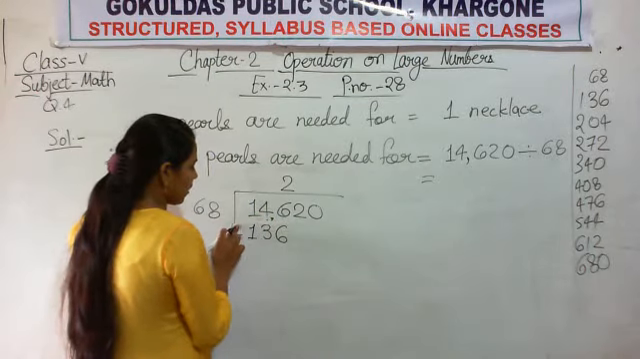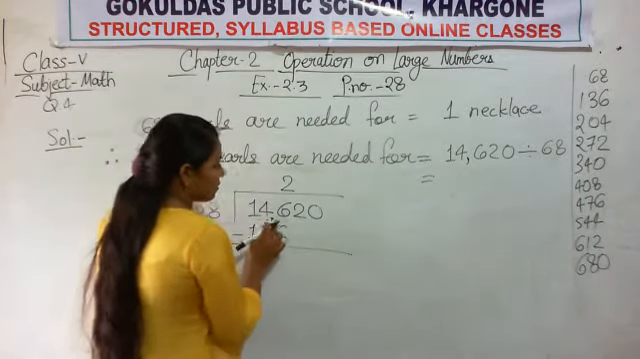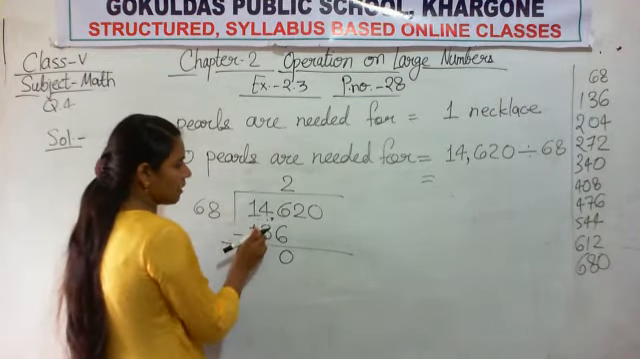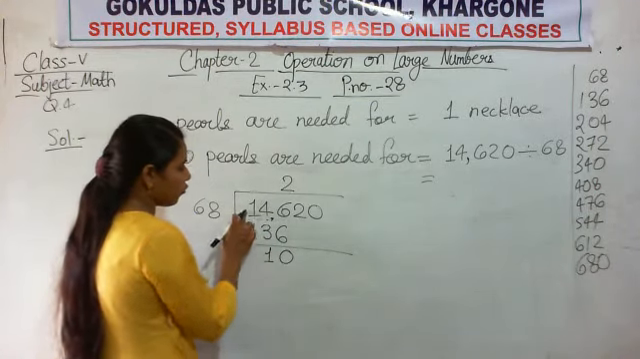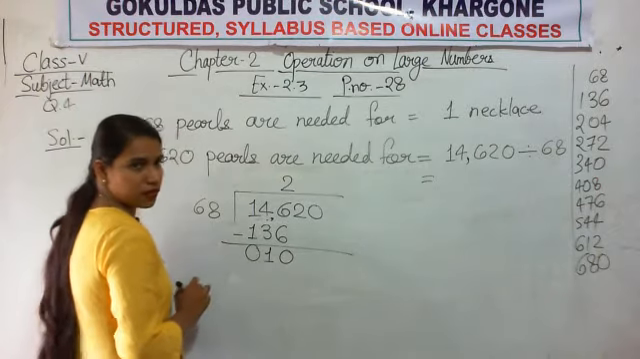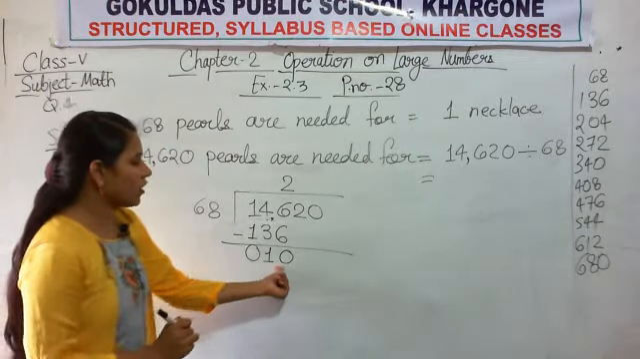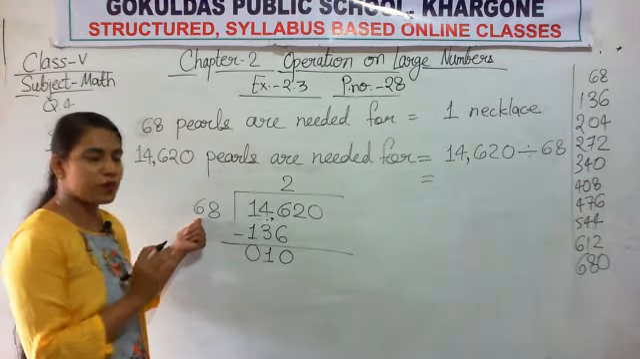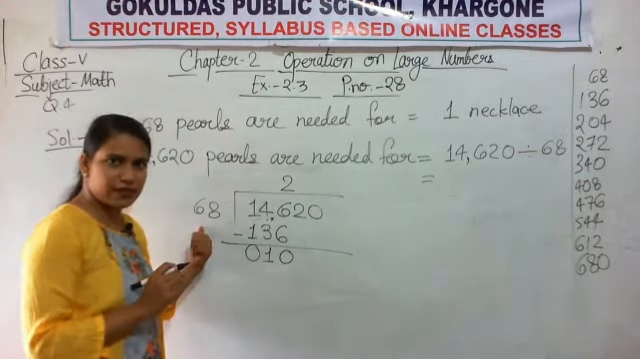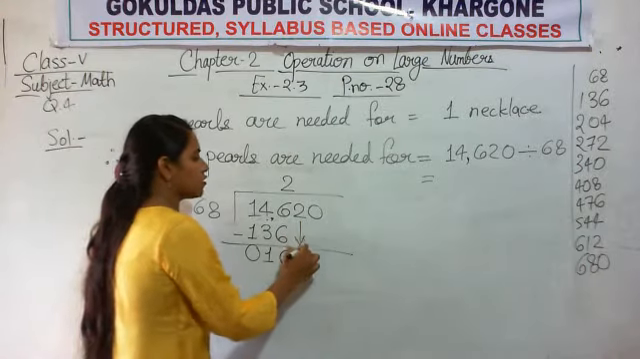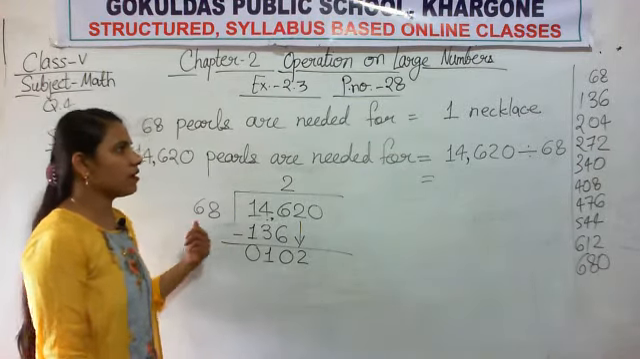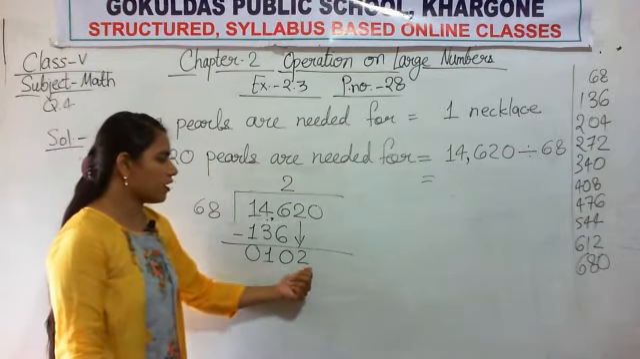Now subtract both the numbers. 6 minus 6 is remainder 0. 4 minus 3 remainder is 1. 1 minus 1 the remainder is 0. Now your number is 10. You have to divide this 10 by 68, but it is not possible as 10 is smaller than 68. So you will bring down this 2 over here. Now it is a 3 digit number, 102.